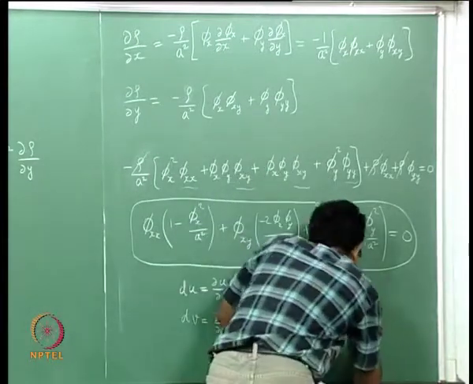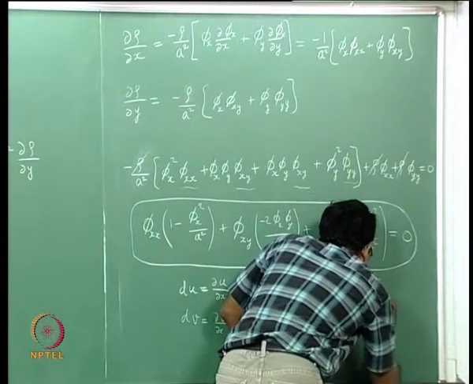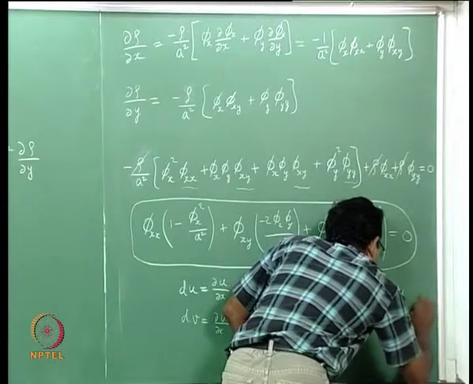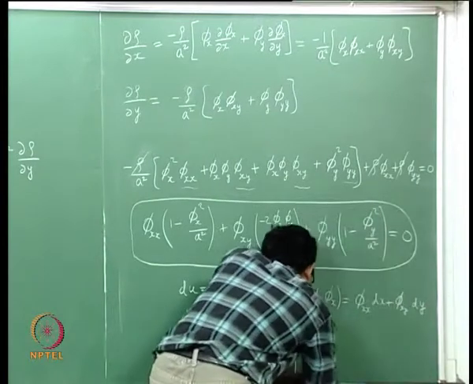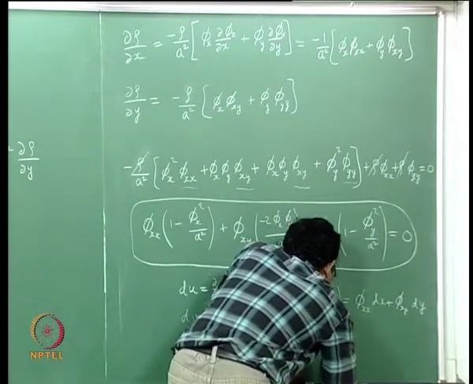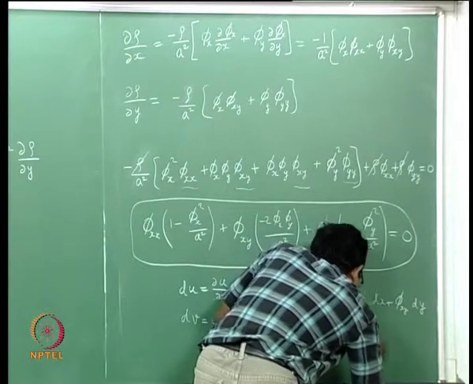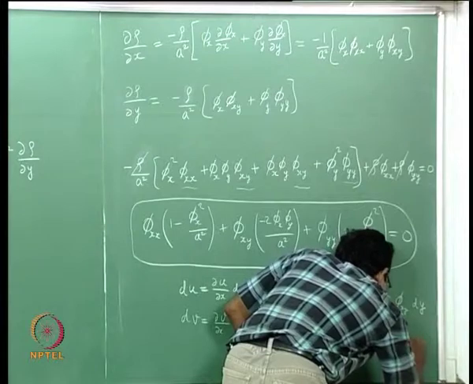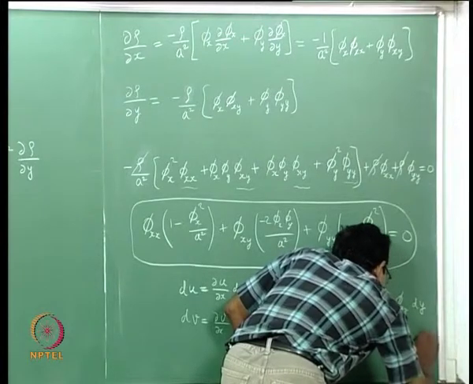is equal to phi xx dx plus phi xy dy, and d of phi y equal to phi xy dx plus phi yy dy.